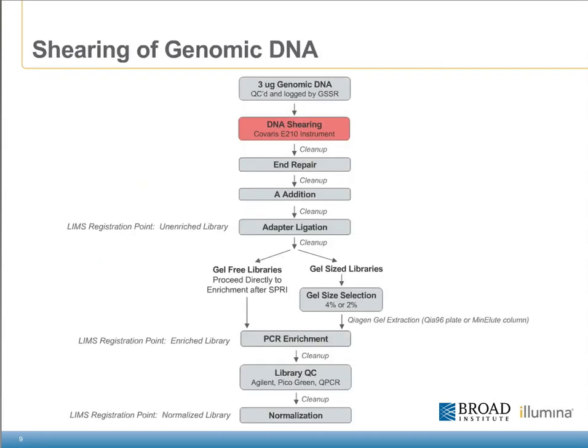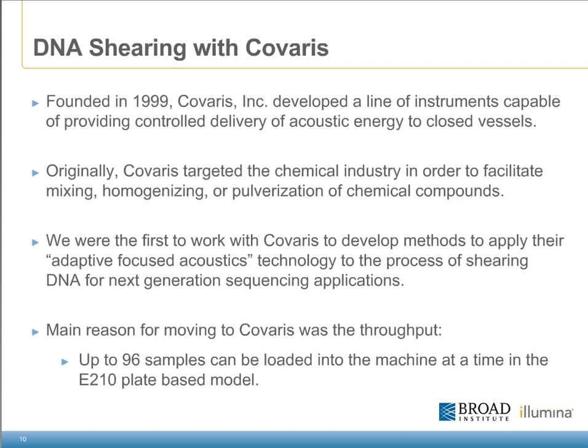Next, we're going to talk about how we shear our genomic DNA here at the Broad. At the Broad, we do all of our shearing for our standard Illumina library construction using an instrument called the Covaris. Covaris is a company that was founded in 1999, and they developed a line of instruments that provide controlled delivery of acoustic energy to closed vessels.